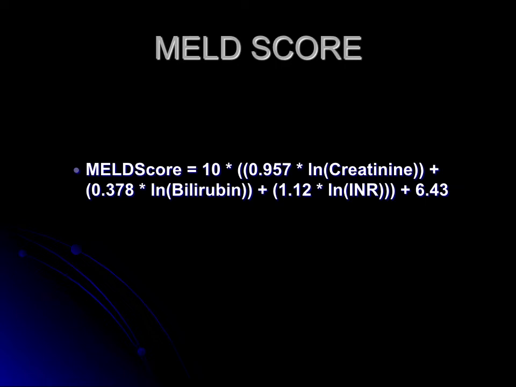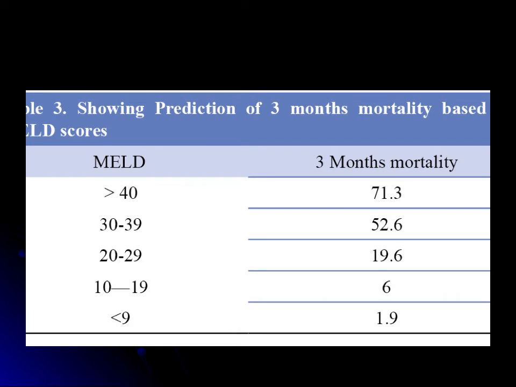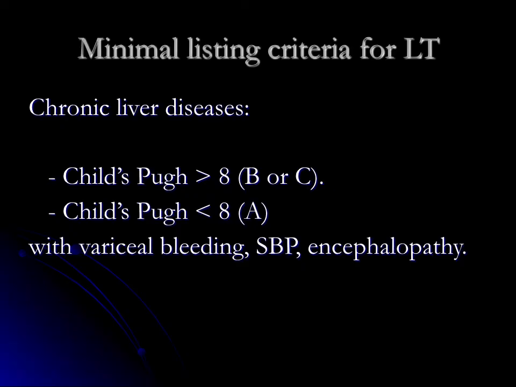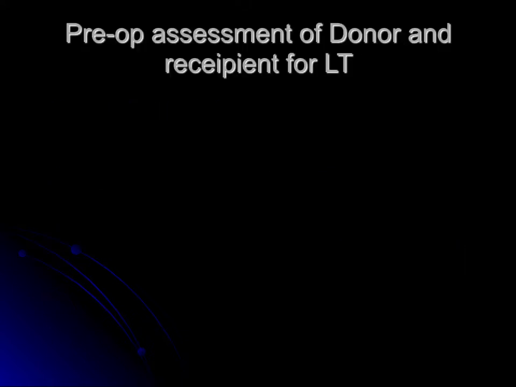So the patient can be listed as urgent for liver transplant. As I said, it shows the prediction of 3-month mortality based on the MELD score. If the MELD score is high, the mortality rate will be high. If it is low, the mortality rate will be low. The minimum listing criteria are Child B or C, so decompensated liver disease, or Child A with a complication of portal hypertension that interferes with lifestyle, like encephalopathy, recurrent variceal bleeding, or bacterial peritonitis.